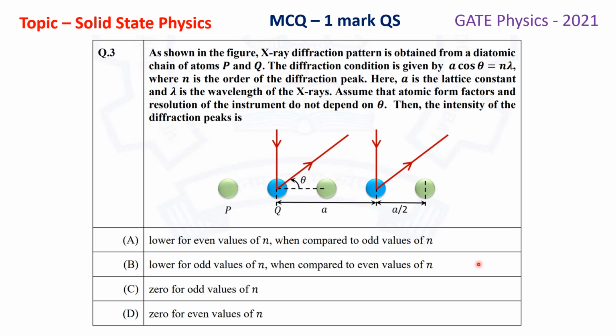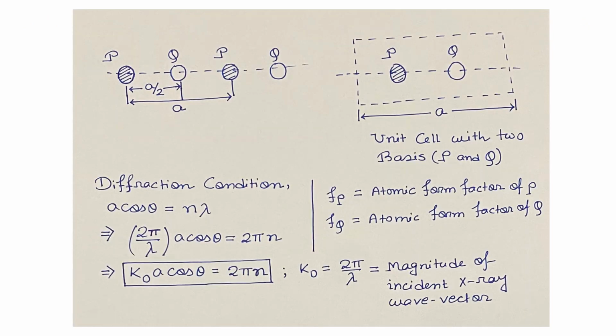In order to solve this question, what we have to find is the resultant scattered X-ray intensity on a particular plane as a function of the order of the diffraction peak. Let us see the solution. According to the question, we have to deal with this diatomic chain of atoms P and Q, where the distance between consecutive atoms P and Q is a by 2 and the lattice constant is a.